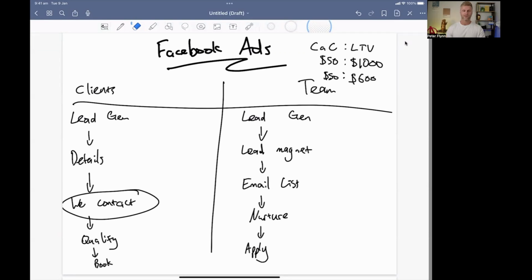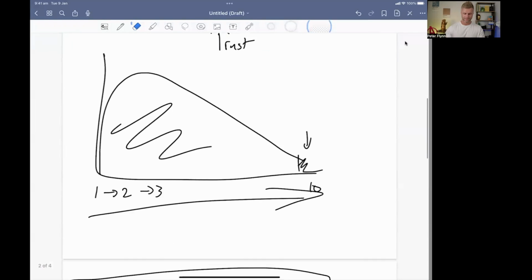With clients, we contact them ourselves, we qualify them, and we book them in. This works for MSK, it works for NDIS PEDS clinics. I've seen it work across all different clinics. And then when we're looking at our team, the call to action, or the step we want people to take, is to get on the email list via a lead magnet that solves a problem. We then want to nurture them and have them apply to work with us.